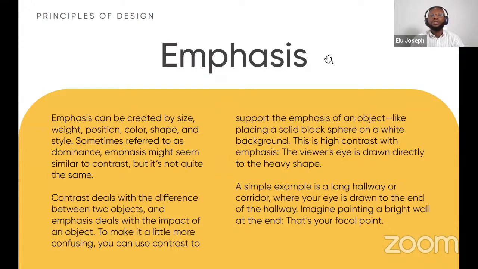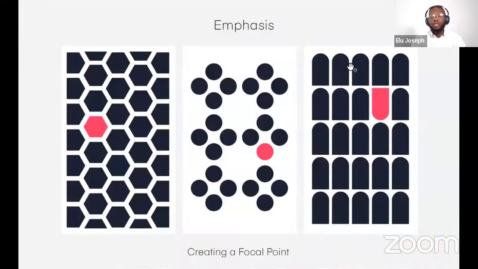Then we moved to emphasis, where we said it also involves size, weight, position, color, shape, and style. Remember the design I showed you yesterday? I showed you how we had hierarchy and we had emphasis. I showed you the difference when I think it was Ayodiji that asked that question yesterday, right? Now, you see the difference. See how emphasis is being brought to the red balls or the red shapes in every one of the slides. Emphasis simply helps you to create a focal point, okay?